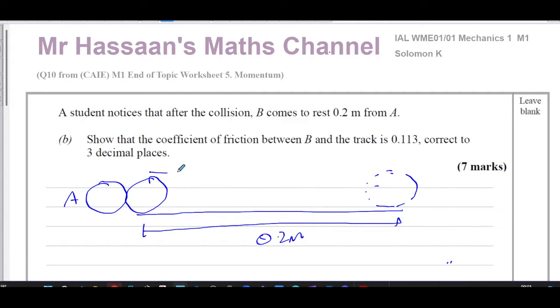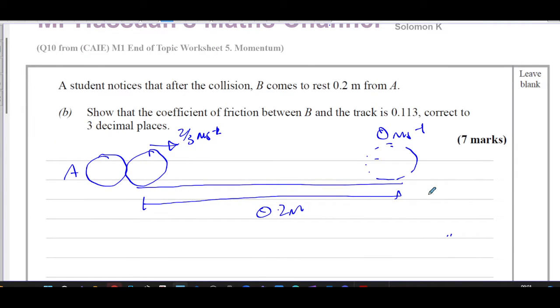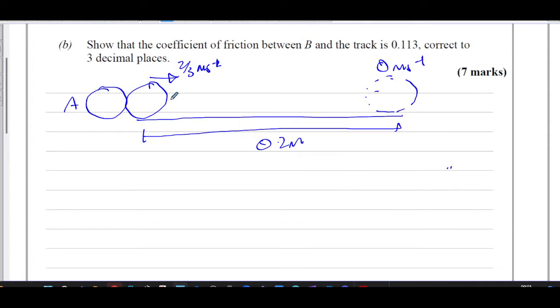Its initial speed, we now know, is 2/3 meters per second, and its final speed is, of course, 0 meters per second. It's come to rest in that distance of 0.2 meters. So we've got to find the coefficient of friction between B and the track. So now what we've got to understand here is, let's look at the forces acting on B.